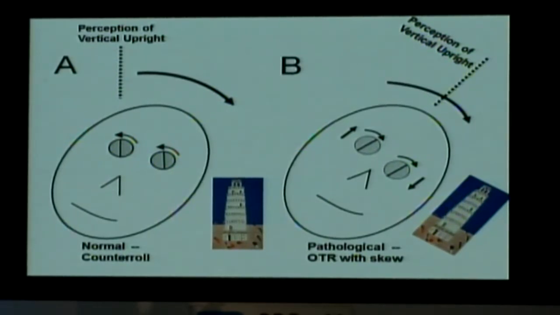It's exactly the same as a spontaneous nystagmus, only it's in the otolith system. So when you have a canal imbalance, you get a spontaneous nystagmus. When you have an otolith imbalance, you get counter-rolling, skewing, the ocular tilt reaction.